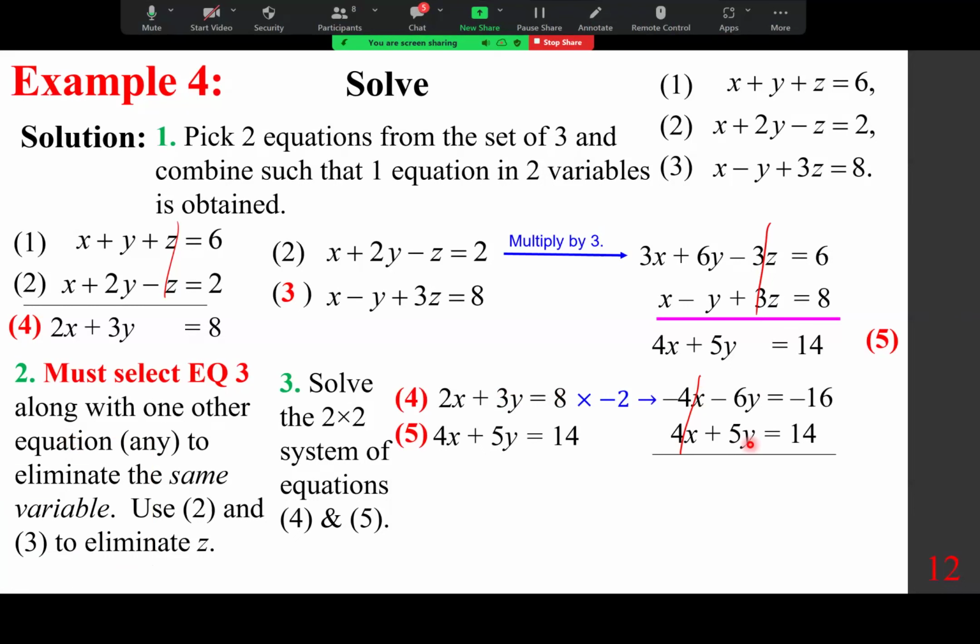So they cancel each other. They add up to -y. They add up to -2, and clearly y is +2. So we got the y. We go back to either 4 or 5 because they have only 2 variables. Substitute into either equation 4 or 5.